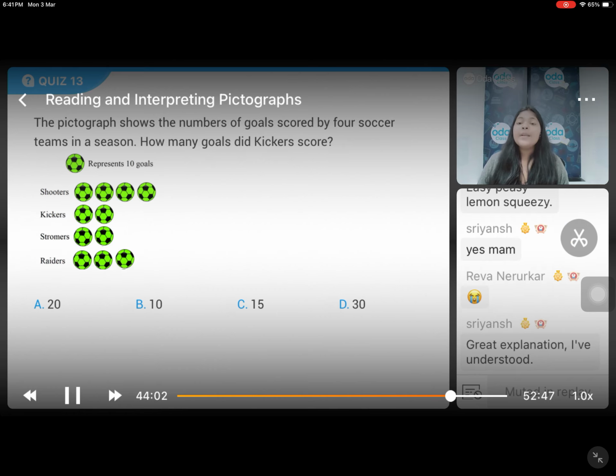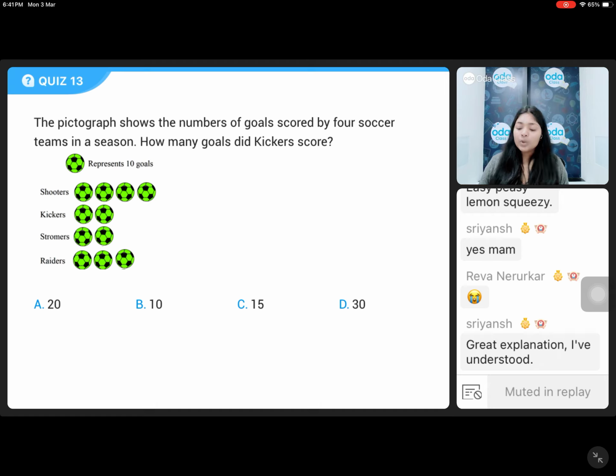Just be careful. The pictograph shows the number of goals scored by 4 soccer teams. How many goals did the kickers score? Okay, these are the kickers here. It is given that one ball is representing 10 goals. One ball is representing 10 goals. So tell me, what is the number of balls for kickers? Tell me what the answer is. Try it out, bacha, all of you.